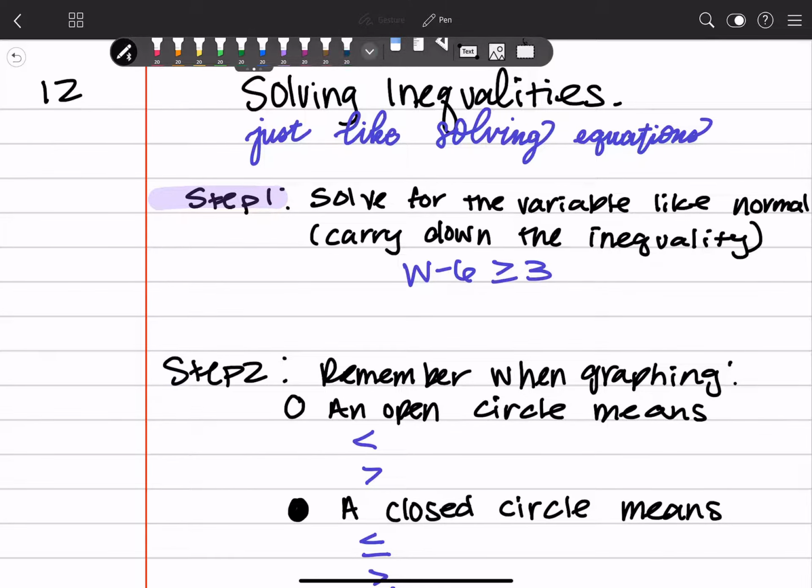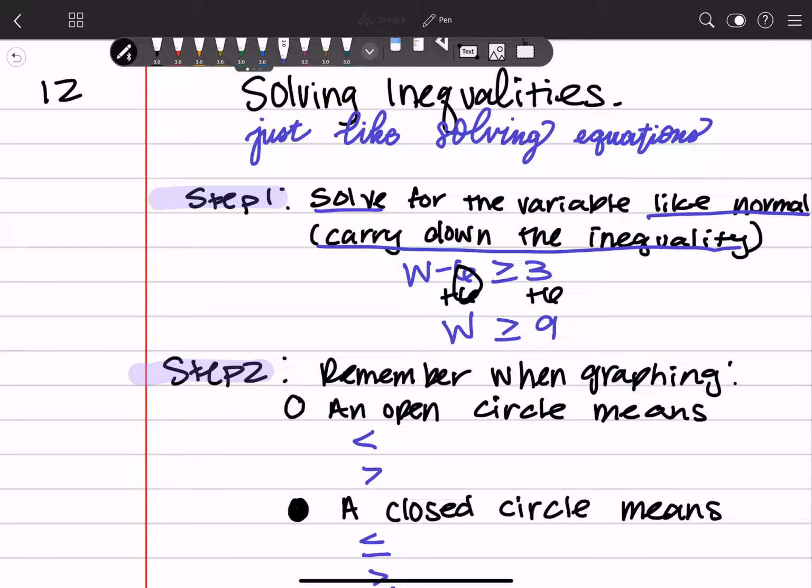right here. And you'll notice that I've gone ahead and I'm going to be highlighting where it says step 1 and step 2 just so it sticks out. Solve like normal, and just carry down the inequality. All right, well, if that's the case, I'm going to add 6 because that's the inverse of subtraction. Add it in, this zeroes out, and we get a W on this side and a 9 on this side, and carry down the inequality.